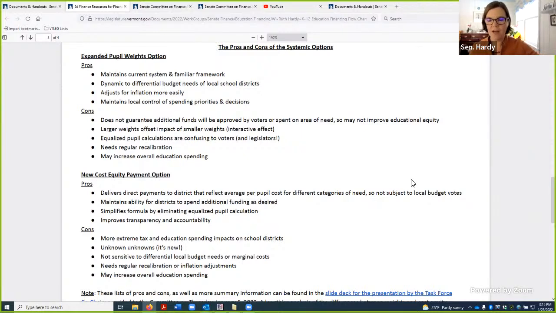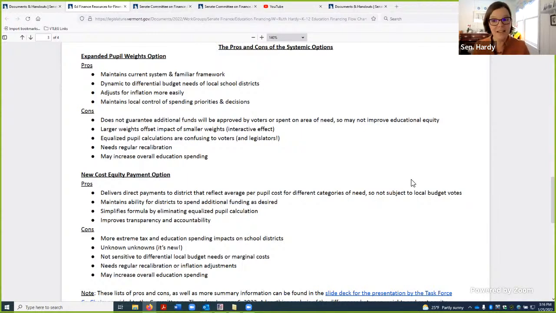Just so you can have a refresher on it for tomorrow when we hear from Professor Colby, the weights are what we have now, and what is being proposed is an expanded set of weights. One of the benefits of the weights is that they're the current system, the current familiar framework that those of us who understand the system understand, and the education community, namely our school superintendents and our business managers, et cetera, and obviously AOE, everybody who's doing the system understands the weights right now and how they work more or less, not fully, but more or less. They're dynamic to differentials in budgets. They basically maintain local control and they adjust for inflation more easily. So those are the pros.